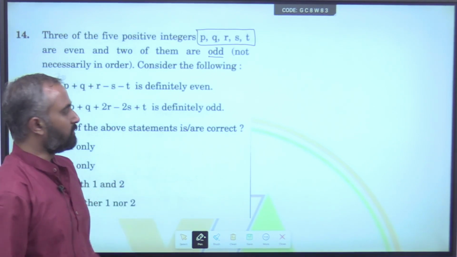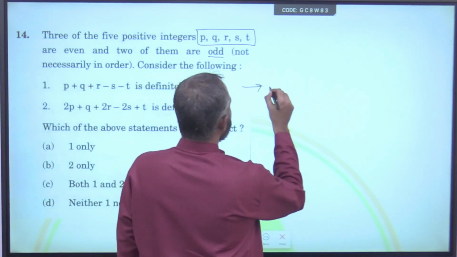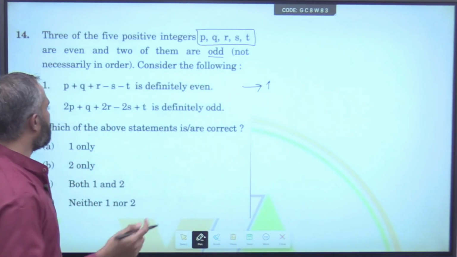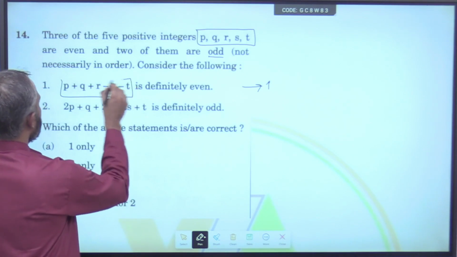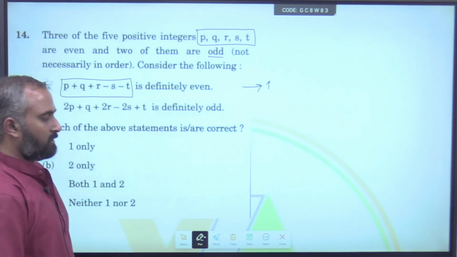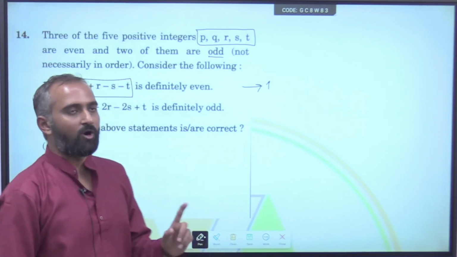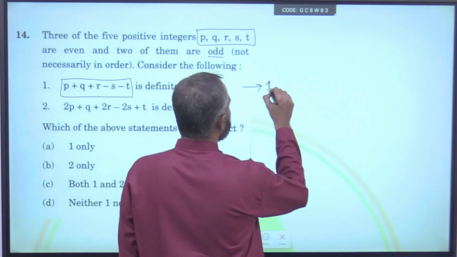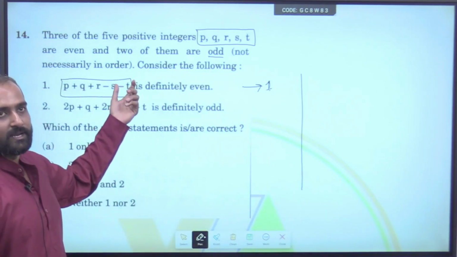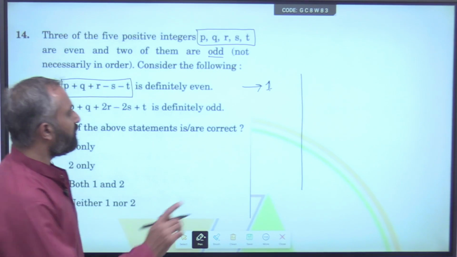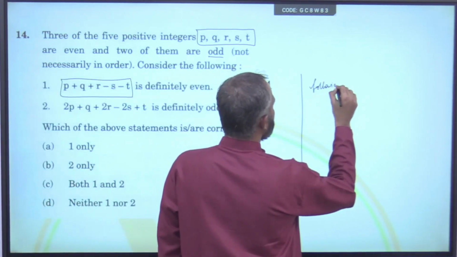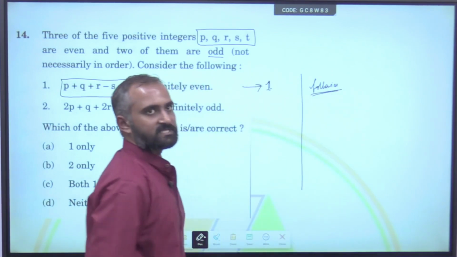Normally, what people do is they take some random examples and try to force fit this into the equation and see whether it is even or odd. They may get it right once, but always following equations is a better way to solve such types of problems.